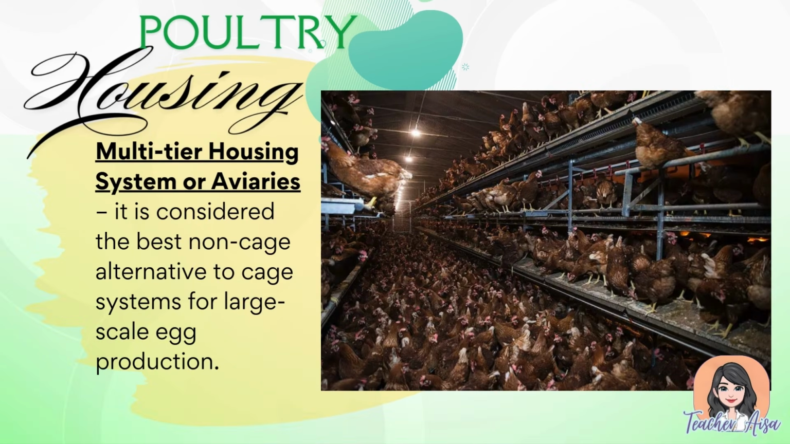Multi-tier housing system or aviaries. It is considered the best non-cage alternative to cage systems for large-scale egg production. This is because it allows the housing of large flocks, ensuring excellent production results and low mortality. The spacious character of the aviary provides living space at several levels. Approximately 18 hens per square meter can be stocked on the floor surface.